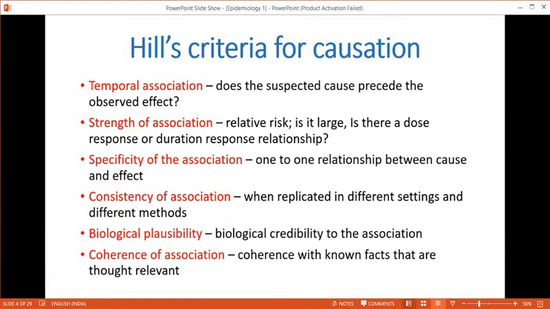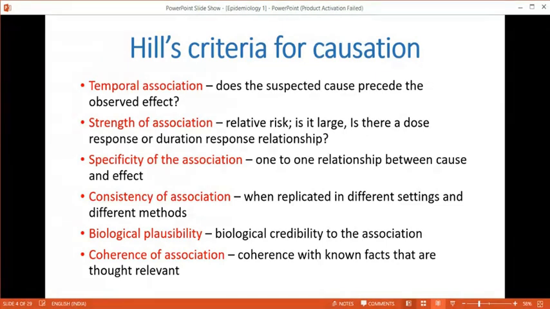And biological plausibility. There should be evidence that biologically it can happen, giving credibility to the association. If you take measles, you can prove that the virus enters the human body through nasopharyngeal secretions, goes into the body, and multiplies there. You will be able to do a culture and develop it, and it keeps multiplying. So this is called biological plausibility.